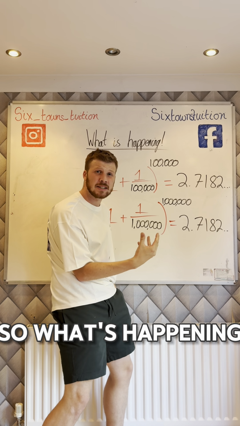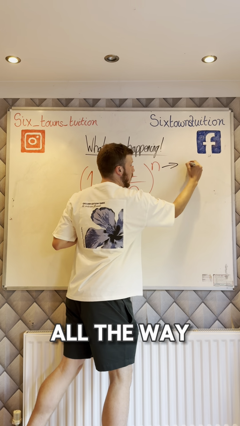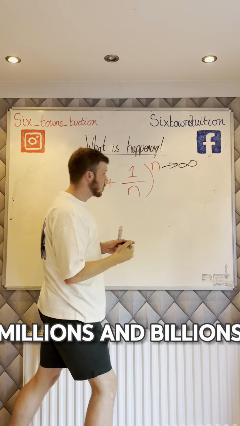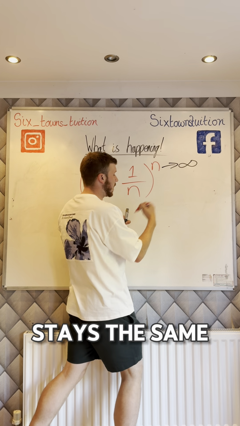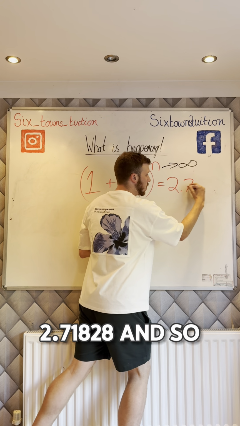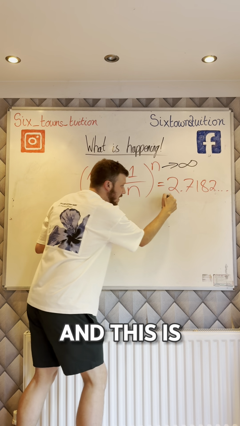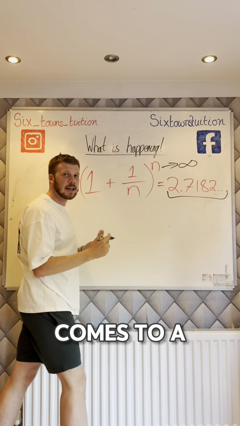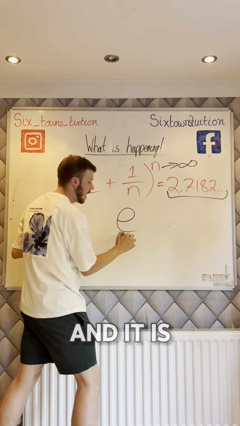So what's happening? Well, as my value of n starts to get really, really big, all the way up to the millions and billions towards infinity, my output doesn't change. My output stays the same. It stays as 2.71828 and so on and so forth. And this is such a special number when it comes to A-level maths. This is so special, it has its own letter, and it is e.